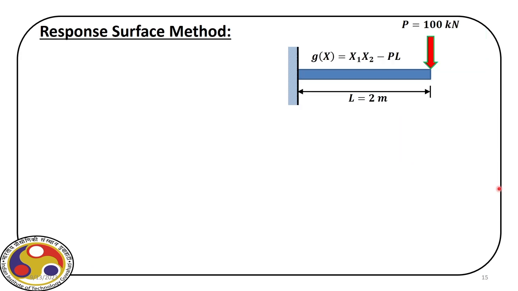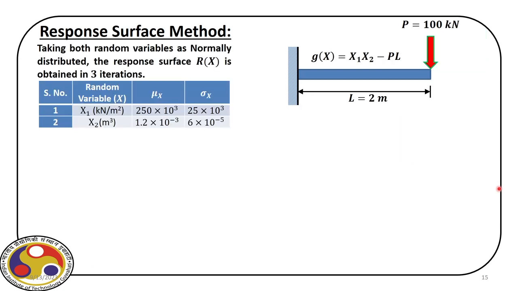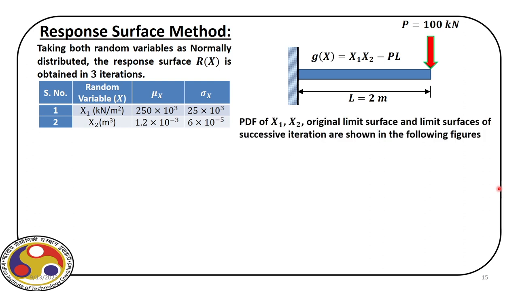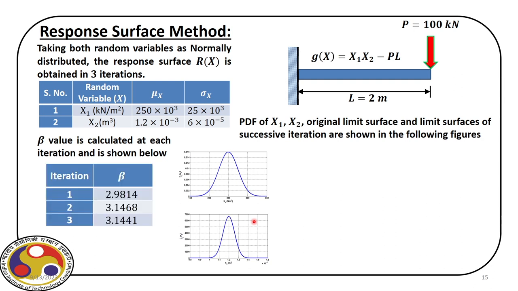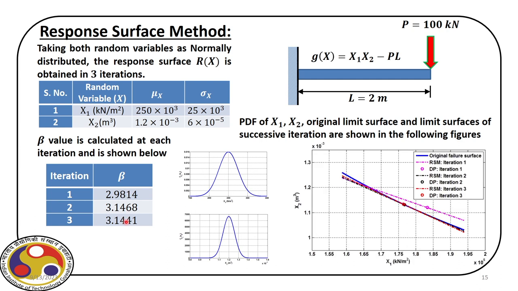So if we consider a different example, in this case we have again two random variables, but these are the PDFs of the limit state. So what we do in this case, we calculate beta in 3 different iterations. And you can see on your screen, this is the way the beta is converged.